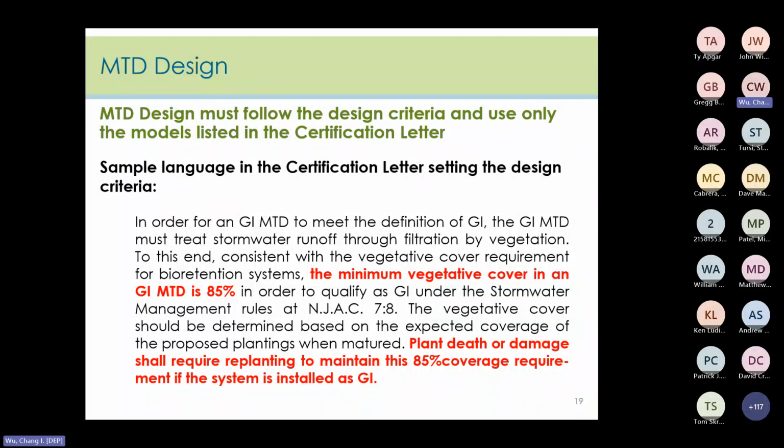So again, for the GMTD, the MTD is certified based on the treatment provided by vegetation. You will see the certification says that the minimum vegetation cover should be maintained at 85%. So if the vegetation is not maintained, or the vegetation was not designed and installed as the certification requires, then the MTD cannot be recognized as a GMTD and cannot meet the water quality standard.